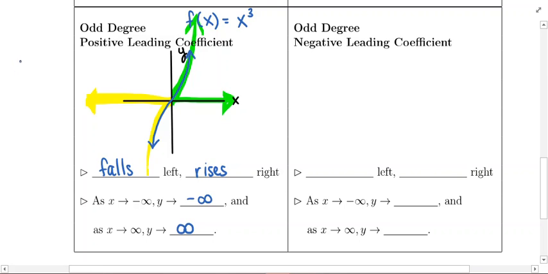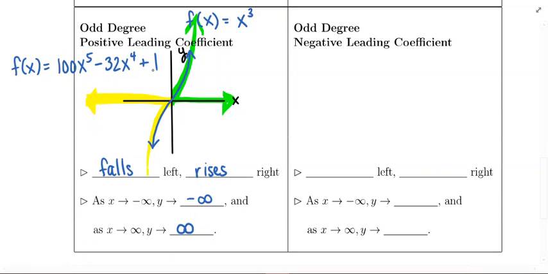All right, so if I gave you another glorious polynomial I will make up here, so let's say we had 100x to the fifth minus 32x to the fourth plus 1. When you look at this polynomial, the highest power of x is 5, so it's odd degree. The leading coefficient is 100, so we've got odd degree, positive leading coefficient. So if you put this polynomial into the calculator and looked at its graph, you're going to see that it's going to rise to the right and fall to the left.